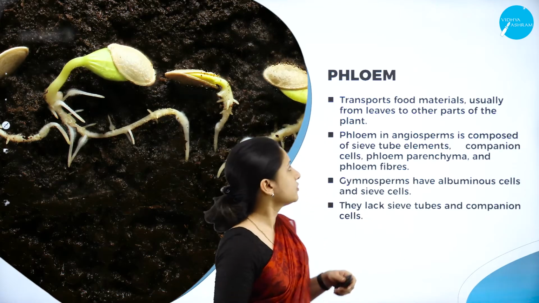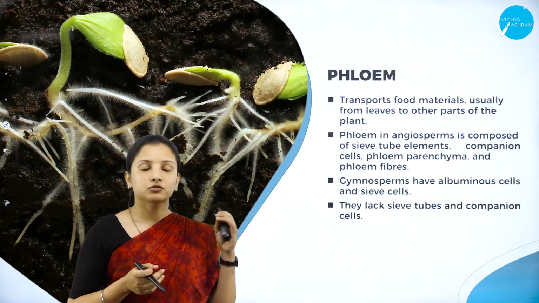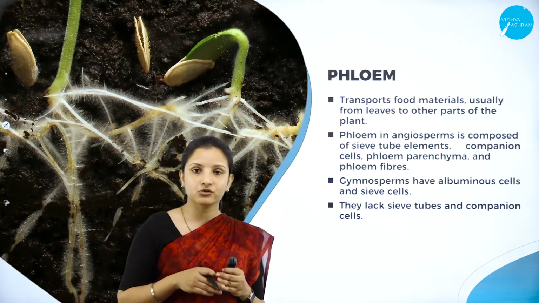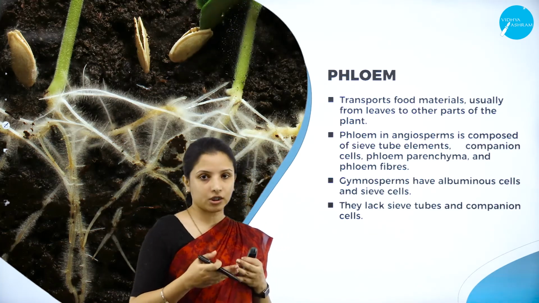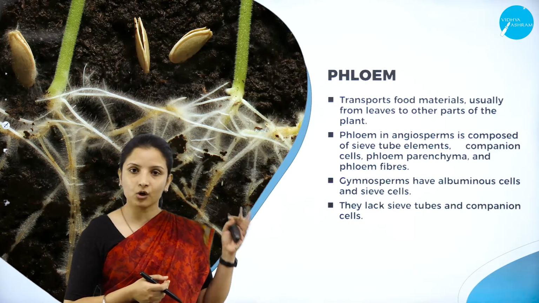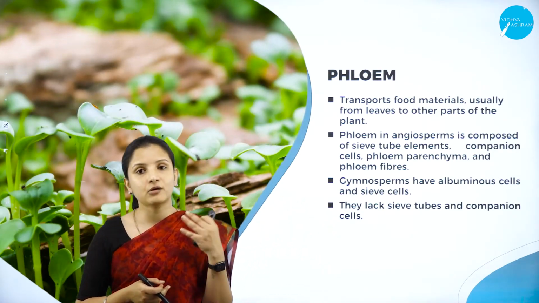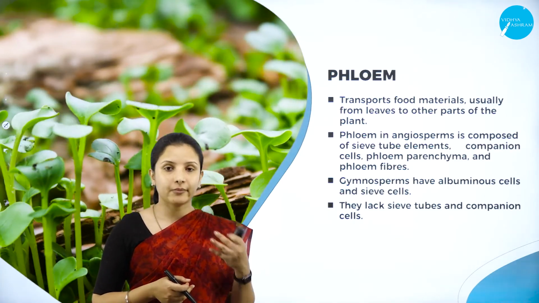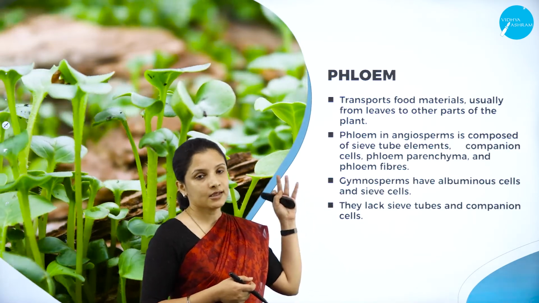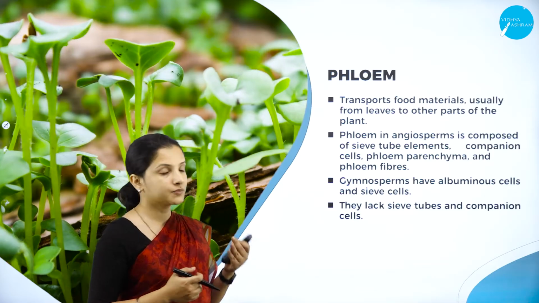So next, moving on to one more complex tissue, that is phloem. So what did I tell? Permanent tissues. What are permanent tissues? Those tissues which have stopped dividing, they will no longer divide. In the permanent tissue, we had the simple permanent tissues and the complex permanent tissues. In simple permanent tissue, we finished studying the parenchyma, the collenchyma and the sclerenchyma. Moving on to the complex permanent tissue, we studied the xylem. Next we'll study the phloem, which is also one of the complex permanent tissues.